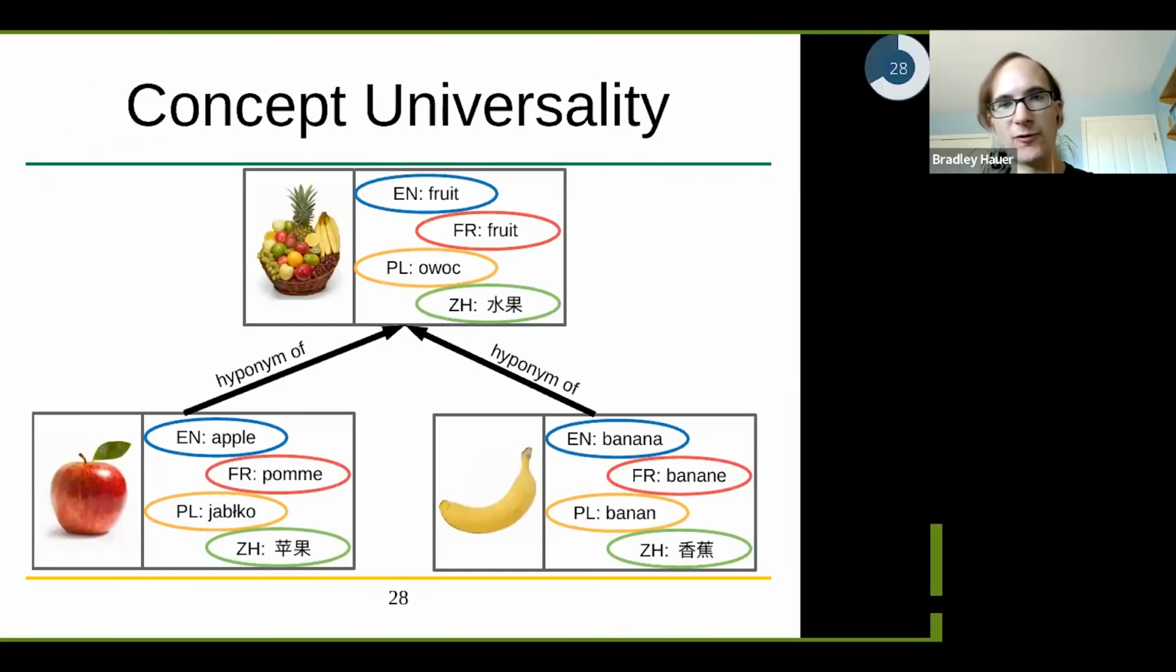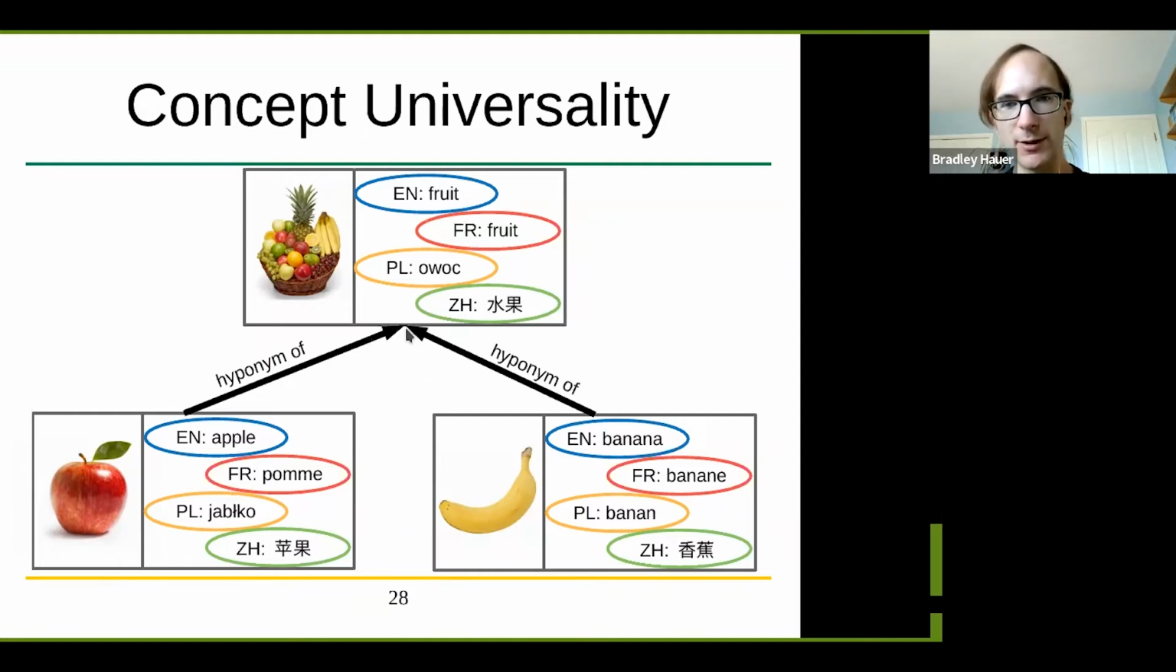So the takeaway from this is our proposal, the theory of concept universality. Let's start at the top here. We have this concept of fruit, the concept lexicalized in English as fruit. And we can see in French and Polish and Chinese, there are various ways of lexicalizing that concept, but the concept itself remains fixed. And likewise, there are these concepts of apple and banana, each of which can be lexicalized by words in various different languages.